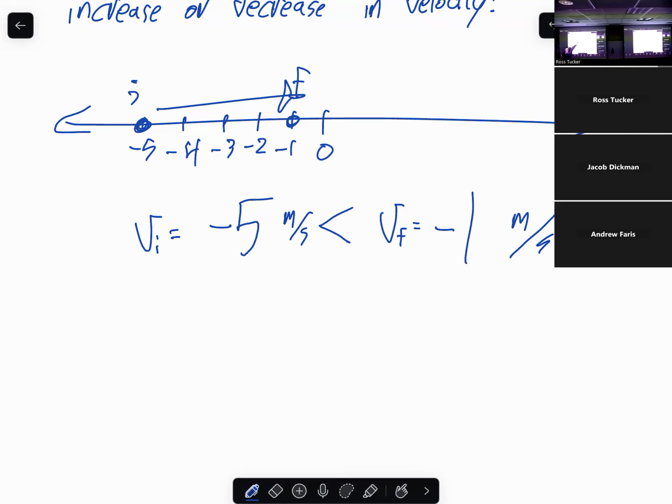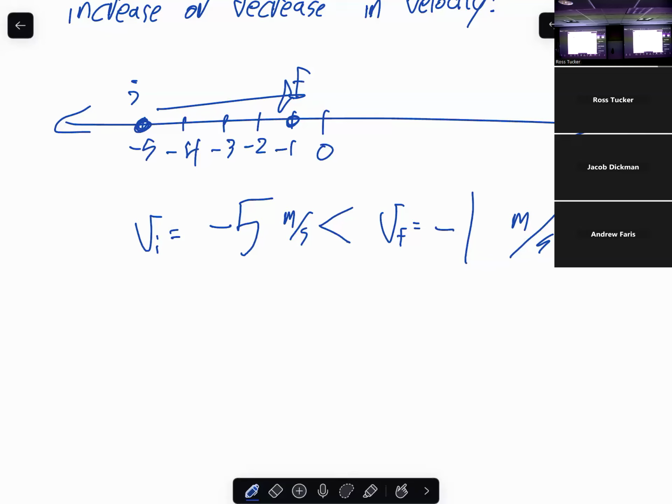The absolute value of the number, the magnitude of the number, shows you how fast. This is fast, this is slow. If I go from fast to slow, I'm slowing down. My velocity is increasing, my speed is decreasing. Velocity is not the same thing as speed. Speed is the absolute value of velocity.